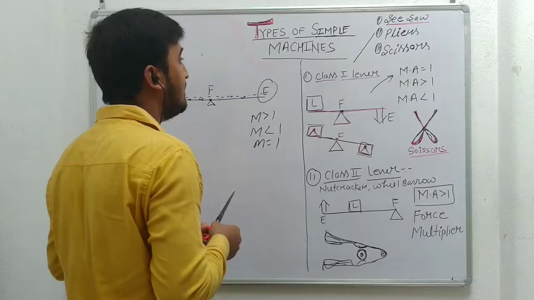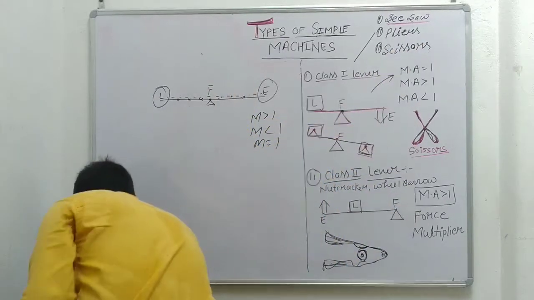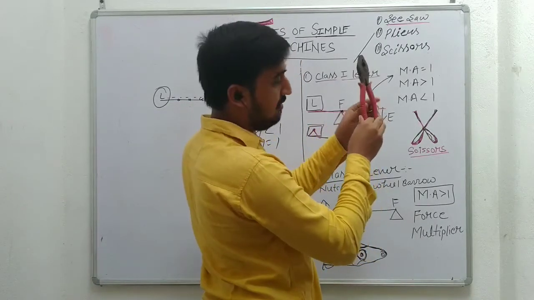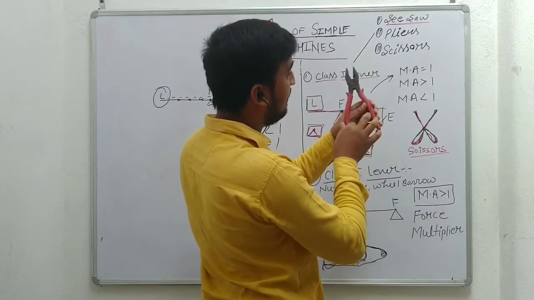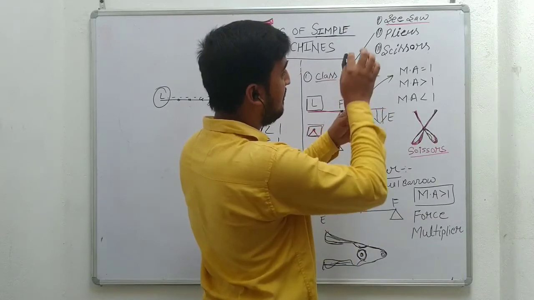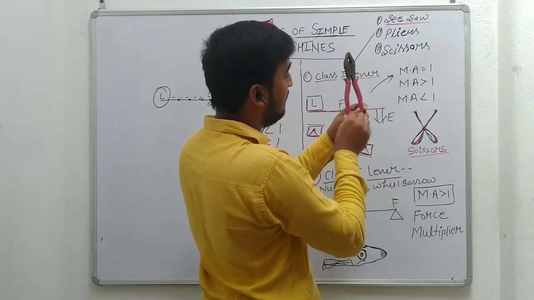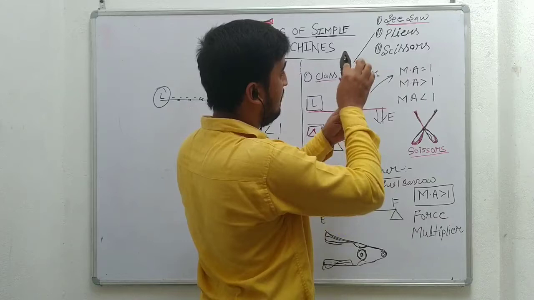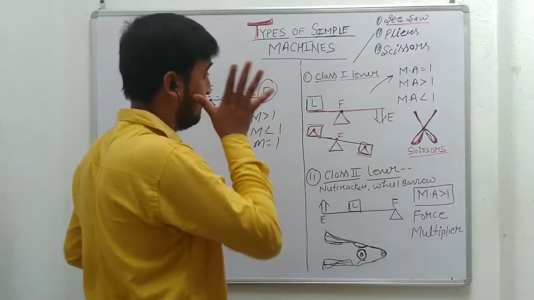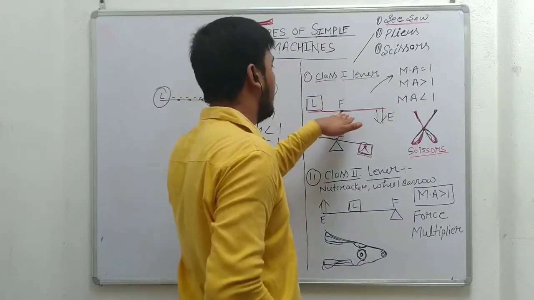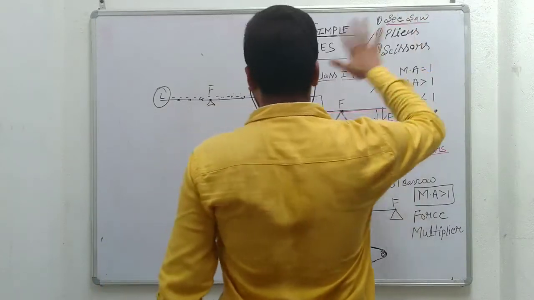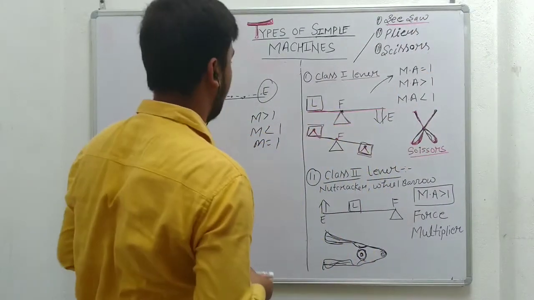And we have another example, pliers. Pliers is also an example. Here you can see we are applying effort from here, and this is the load, and here is the fulcrum. So the fulcrum is in between effort and load. Effort, fulcrum and load. These are the devices which are examples of first class lever. In first class lever, the fulcrum will be in between load and effort, and mechanical advantage may be greater than 1, less than 1, or equal to 1. It depends upon the value of load and effort.